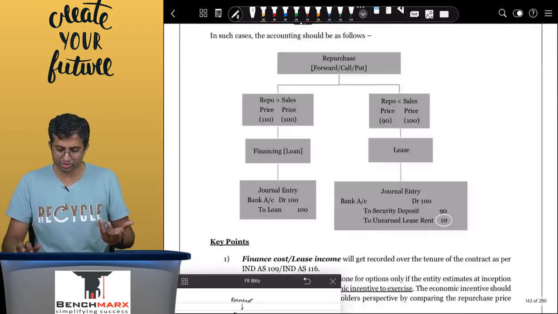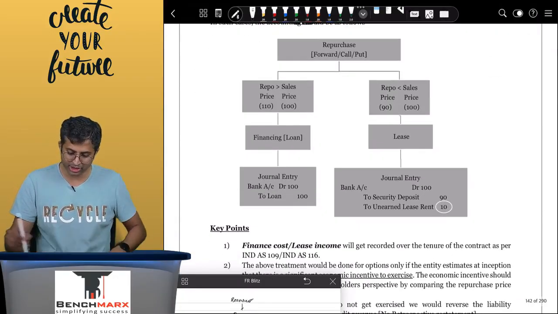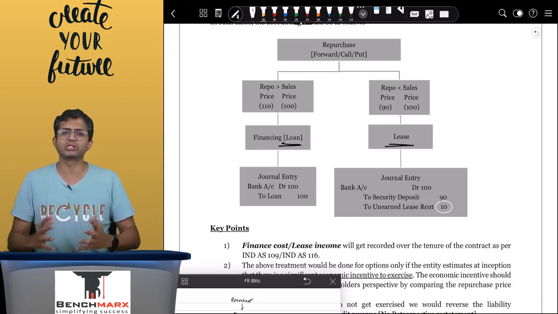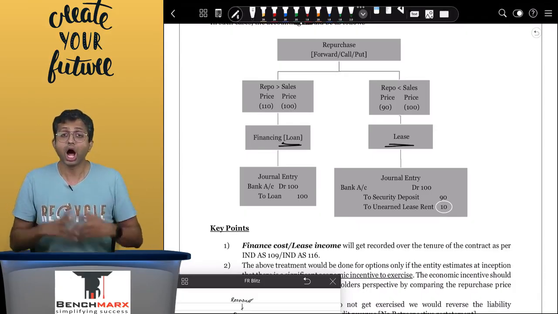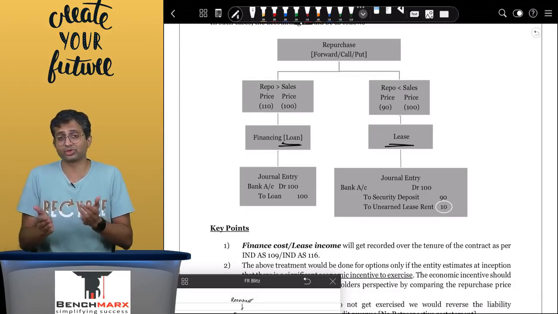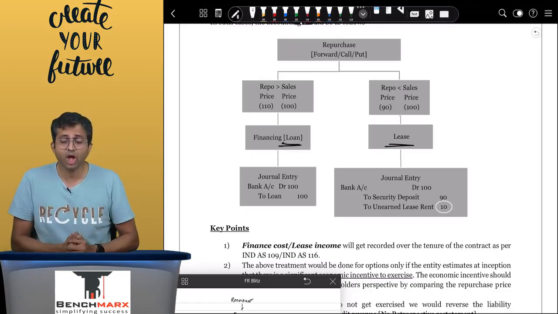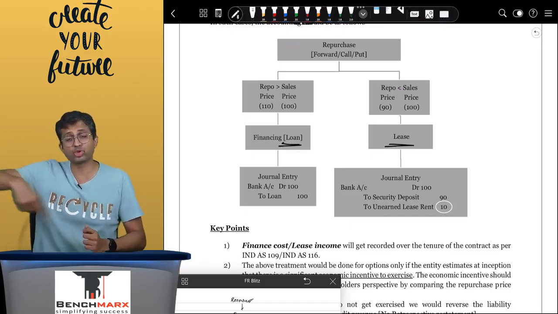The sale and repurchase can be at a price which is higher, in which case it's a loan, or at a price which is lower, in which case it is a lease. However, this is where there is a compulsory repurchase requirement. In certain cases there might be a repurchase option, like the seller might have a call option to buy these goods back, or the buyer might have a put option to sell these goods.